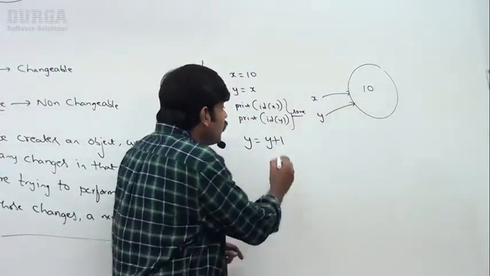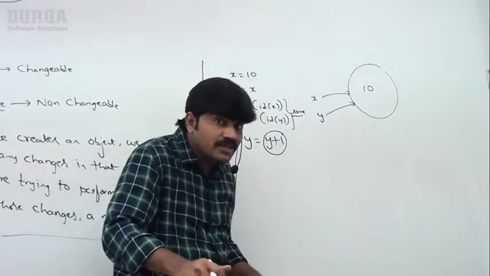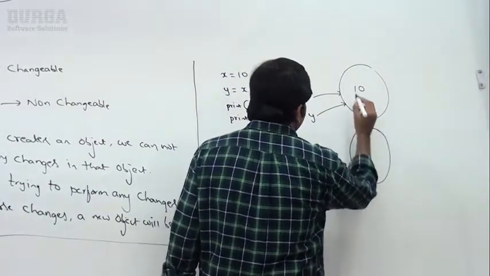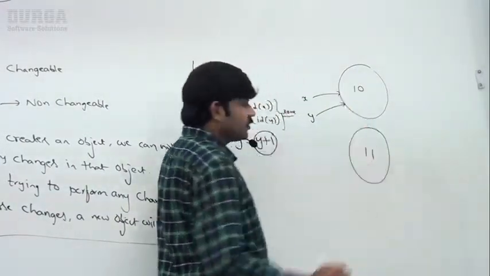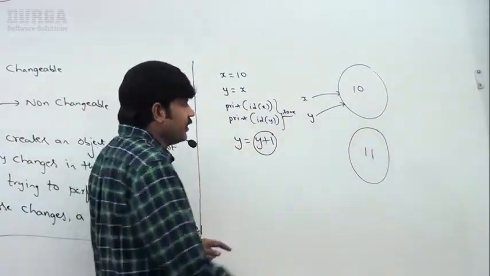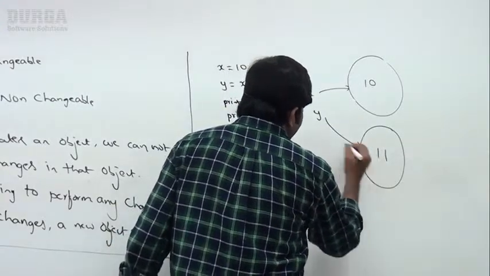If you try to perform any change, a new object will compulsorily be created; there are no changes in the existing object. A new object got created, and this new object is referred to by y. That's why from now on y is pointing to this new object.